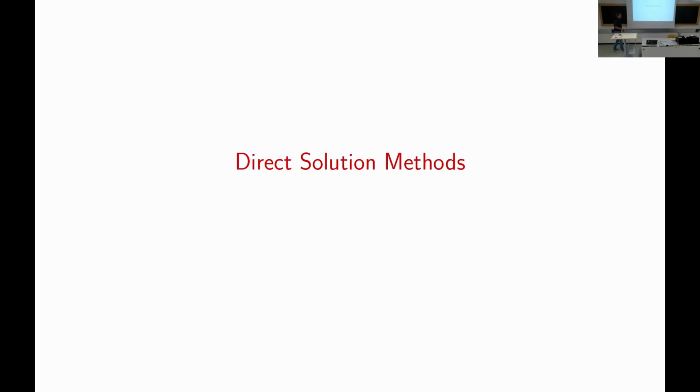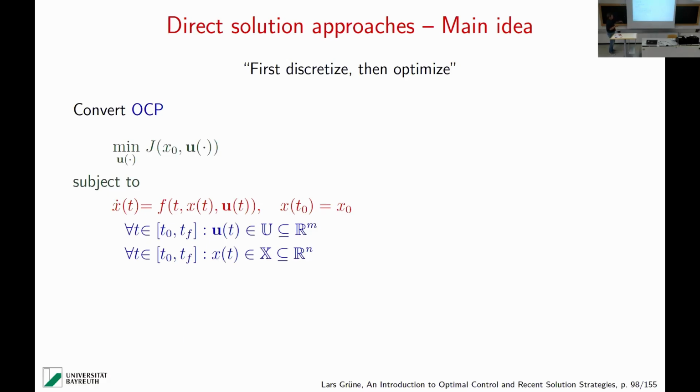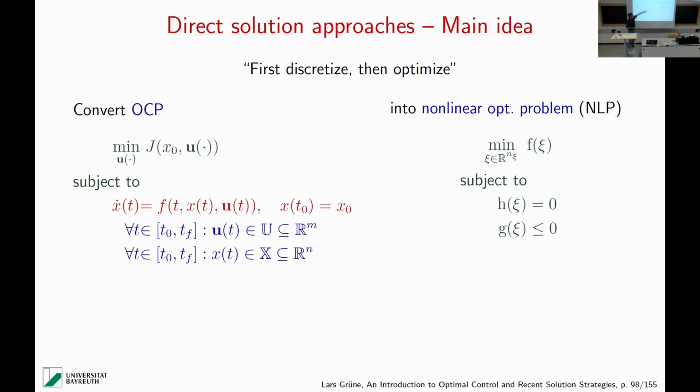Okay, now let's have a quick look at direct solution methods. As I said, the idea is we do not set up any optimality conditions, but we just take the problem as it is, this minimization, these differential equations, and these constraints, and convert this into a finite dimensional nonlinear optimization problem, where psi is now a finite dimensional vector of dimension n psi. So that's the idea, and this one should somehow approximate that one. If we solve the NLP with some numerical NLP solver, we get an approximate solution to that one.